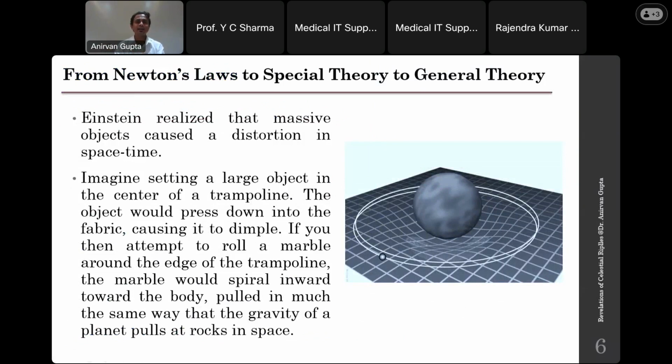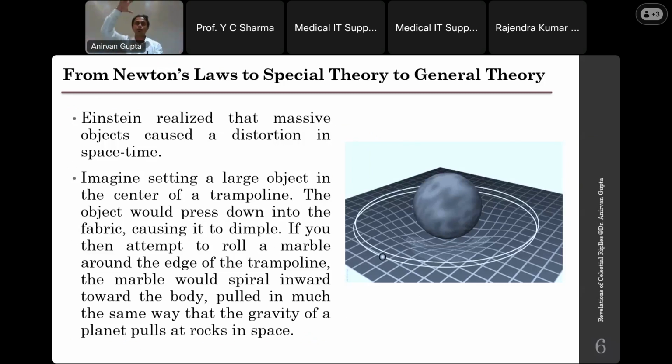Einstein realized that massive objects cause a distortion in space-time. So if you imagine, as we said on the previous slide, a large object in the center of a trampoline, what would happen? The object would press down into the fabric, and there would be a dimple, a fall in the fabric.